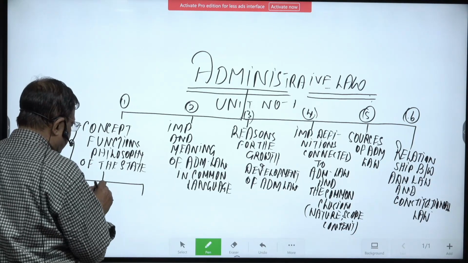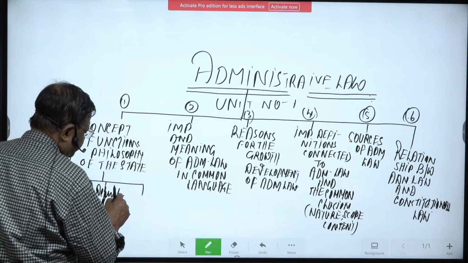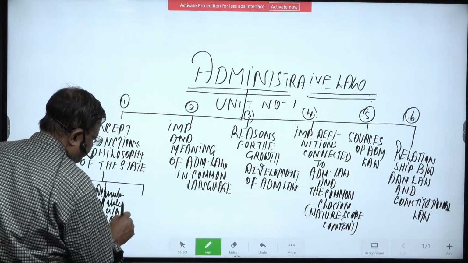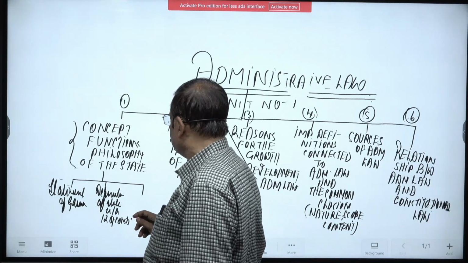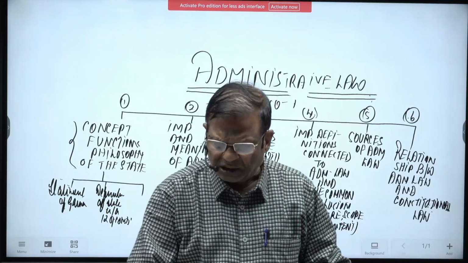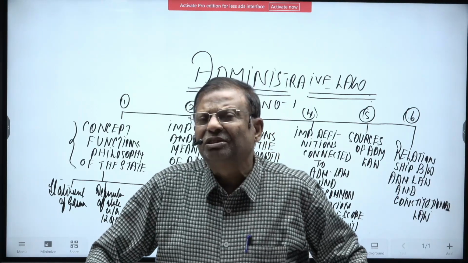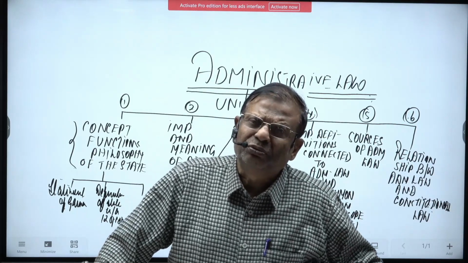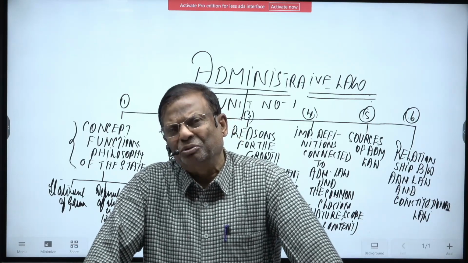The second one is the definition of state under Article 12 of the Constitution. So you have to understand the concept of a state in a threefold manner. First, you have to understand the concept of state in terms of the definition of the political scientist Garner.